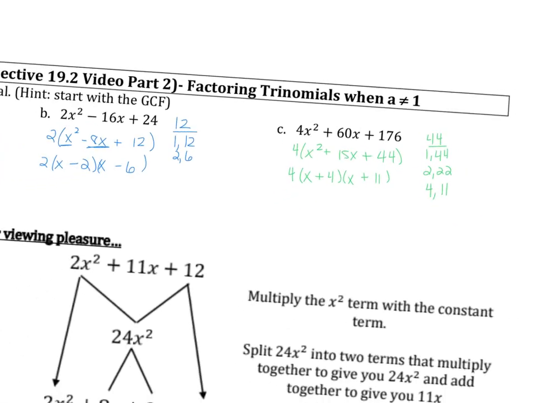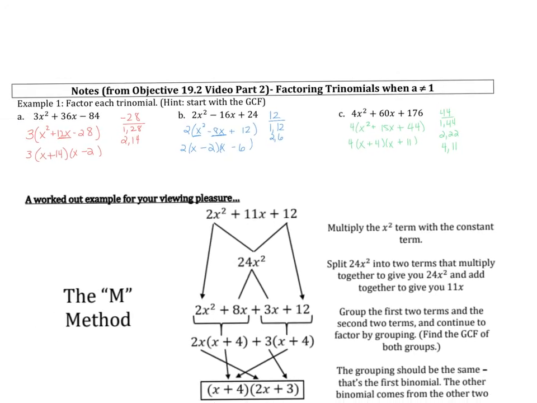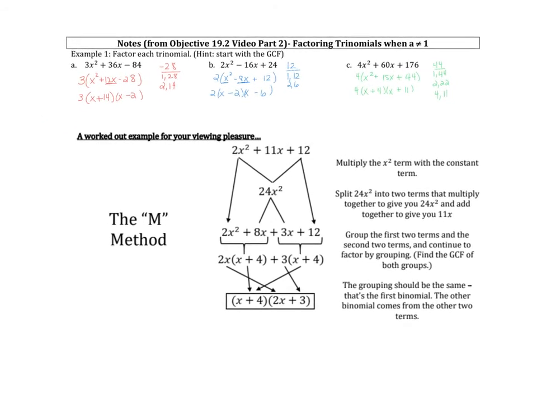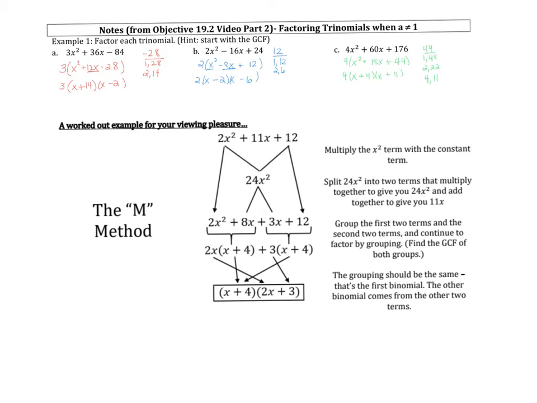So that takes care of when there is a GCF, and when you factor that out, you're left with just x squared. You can look at this example here to see what you do when a is not 1 and you don't have a GCF. So I'm going to actually describe this on the next slide.